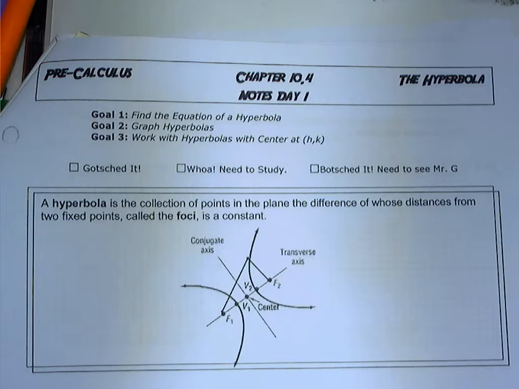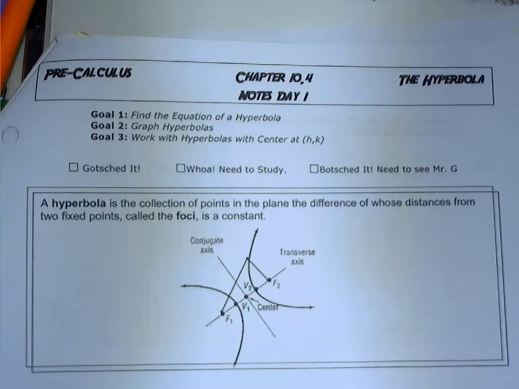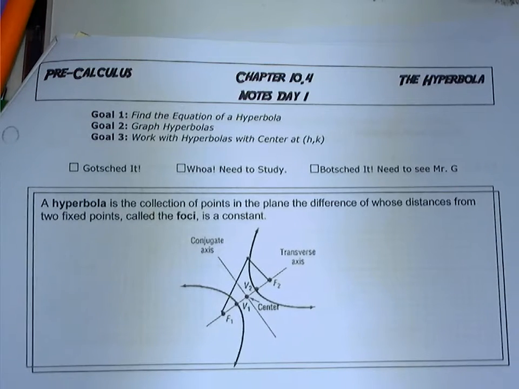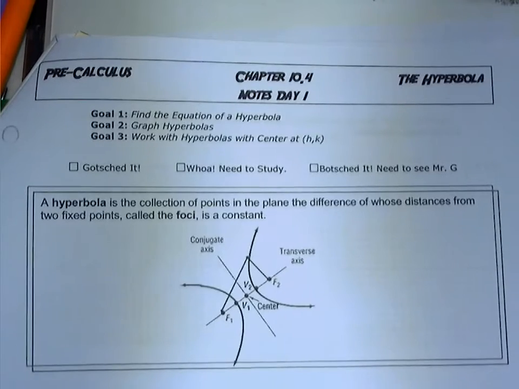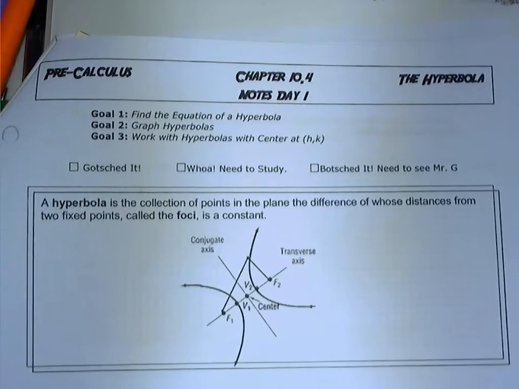Gotcha. And then we're going to graph these things. Again, there's going to be two different types. The first one I'm going to show you is going to be opening left and right, and the second will be up and down. All right? Last but not least, we're going to start moving these things around. We're working with these guys where your center is at H and K, so they're not always at the origin. They start moving. That'll be super easy.